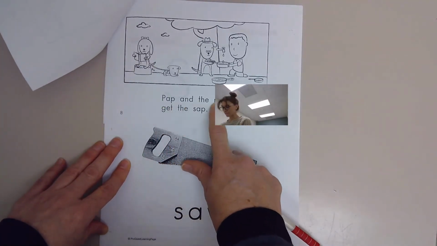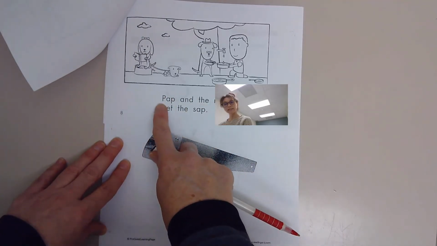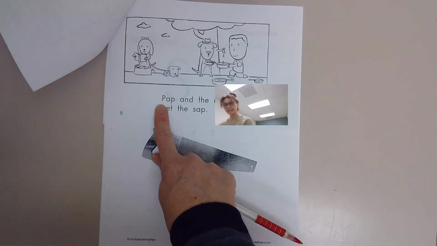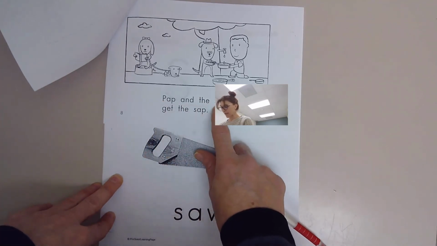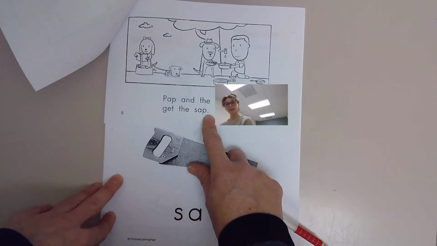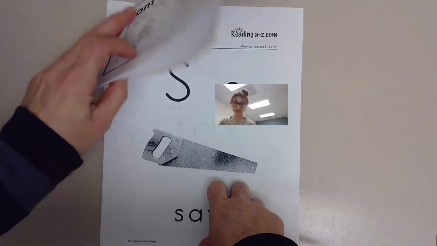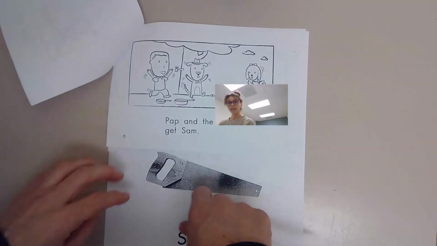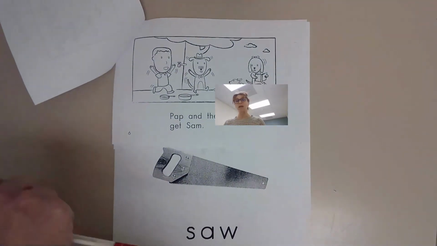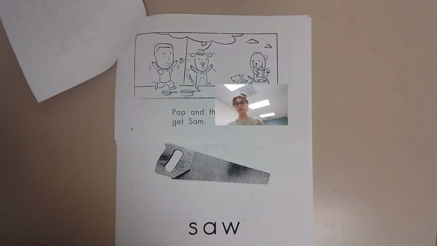Pap and the man. I'm going to reread this sentence from the beginning and get my mouth ready to say this word to make sure it makes sense. Pap and the man get the sap. The end. That's another strategy you can use when you're reading. If you come to a word that you're not quite certain of, get your mouth ready to say the first sound. Sometimes when you say the first sound, your brain will start to recognize all the other letter sounds and you'll actually be able to read that word.